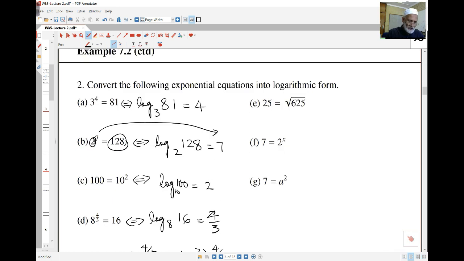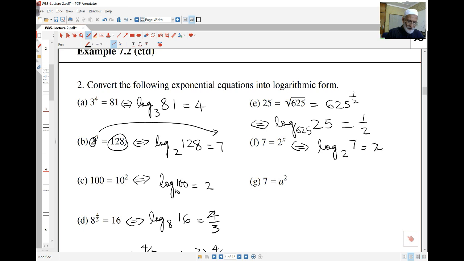The square root of 625 just means 625 to the half. So that means log of 25 to the base 625 is equal to a half. 7 is equal to 2 to the x means log of 7 to the base 2 equals x. 7 is equal to a squared means log of 7 to the base a equals 2.